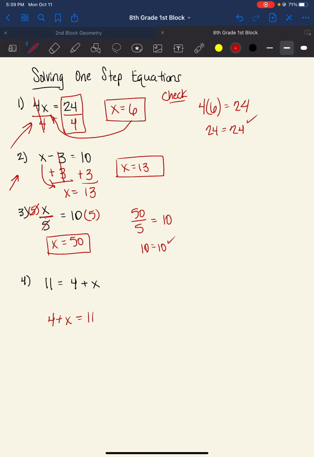Now I've got a positive 4 being added to x. Well, I've got to go by whatever the sign is with the 4. That's initially a plus sign because it's positive. So I'm going to subtract 4 to the other side, and I'll have x equals 11 minus 4. And so we would have, there we go, x equals 7.